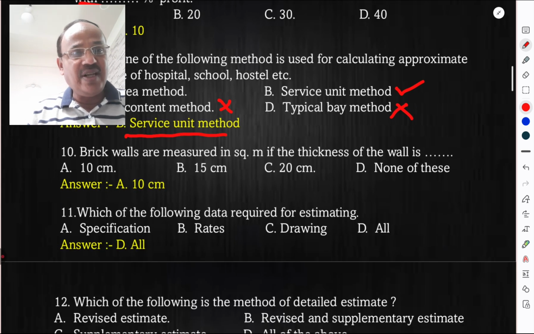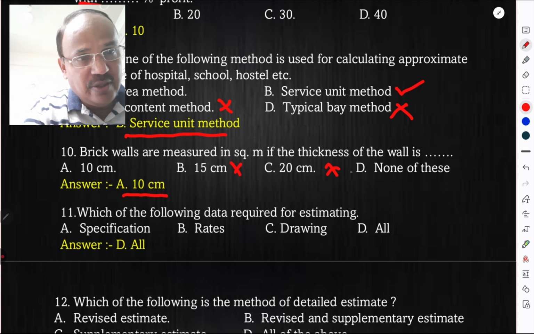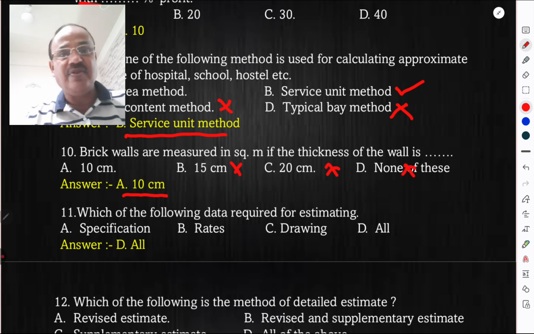Brick walls are measured in square meter if the thickness of wall is 10 centimeter, 15 centimeter, 20 centimeter, or none of above. Square meter when thickness is 10 centimeter, because not 15, not 20, not none of above, but 10 centimeter is the correct answer.